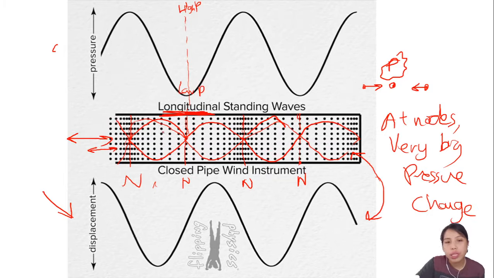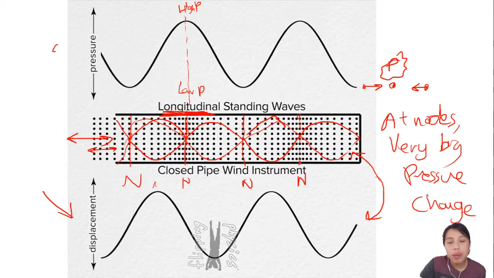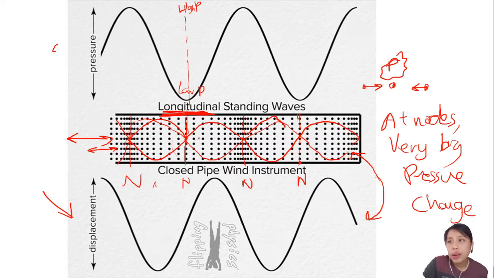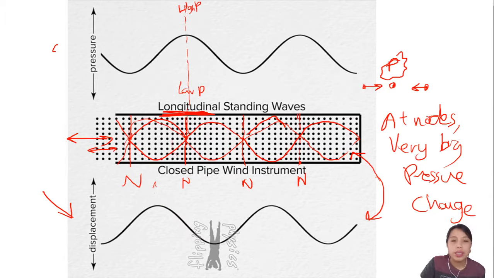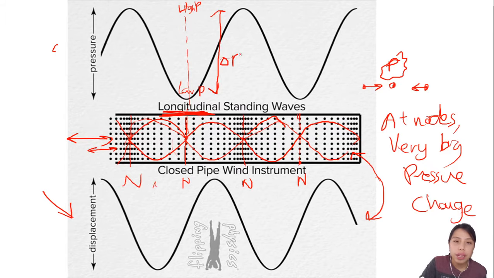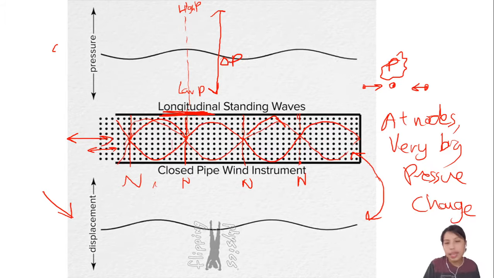Because at the nodes, which are the red lines, all the particles are not moving, but their neighbors will squash them and then spread out, then squash them and spread out. It takes turns. So that's why we call it a big pressure change, delta P. There's one graph we'll look at, but at the end of this video.